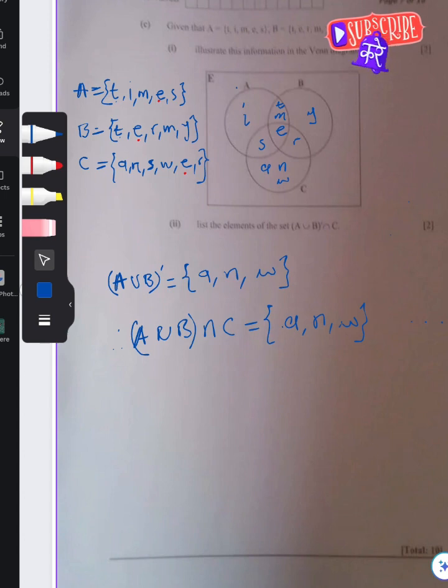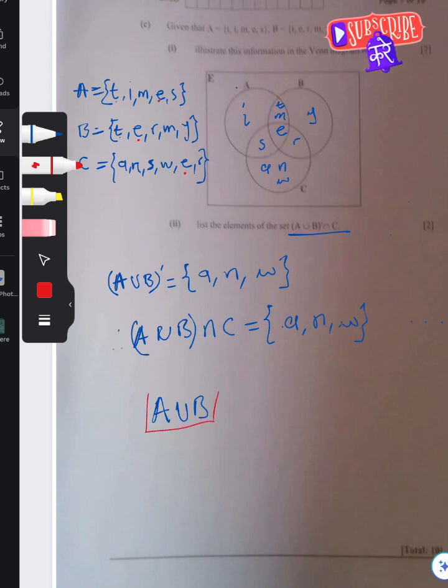Now we want to list the elements of the set A union B complement intersection C. Now, if you have such situations, first of all, you would want to break down this problem. So first of all, I break it down to A union B. So what is A union B? Now, A union B, these are just these elements that I'm going to circle here. These are elements that are in A union B.